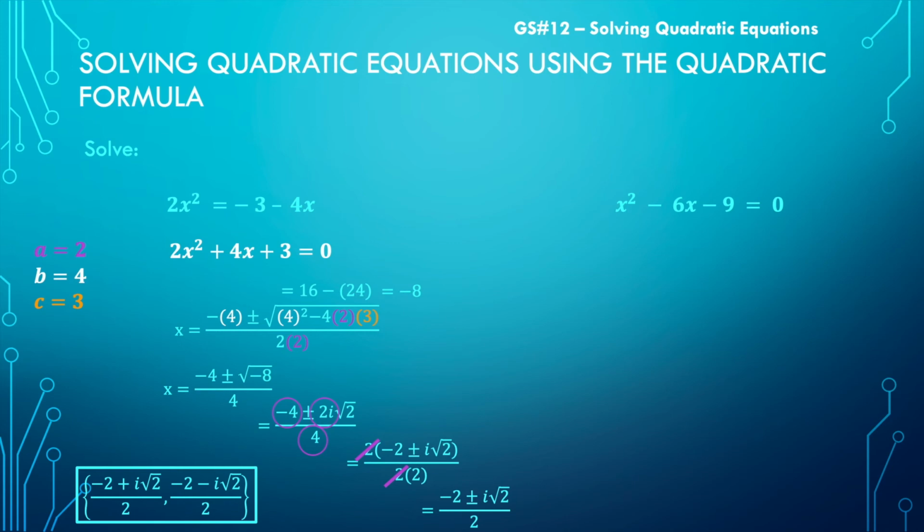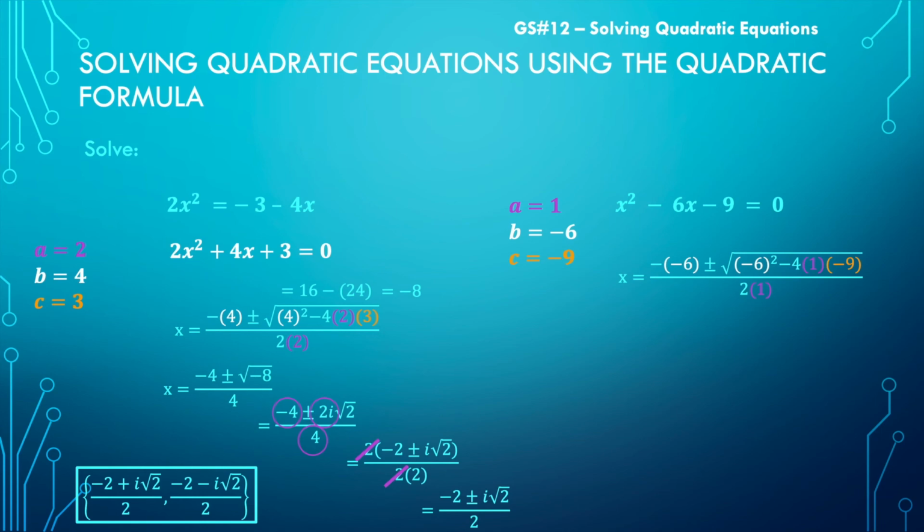All right, last but not least, we have x squared minus 6x minus 9 equals 0. And it's already in standard form, so I can skip that step and just go ahead and identify my a, b, and c. A here is 1, b is negative 6, and c is negative 9. So let's go ahead and substitute those into the quadratic formula. So we would have negative negative 6 plus or minus the square root of negative 6 squared minus 4 times 1 times negative 9. And that's all over 2 times 1.